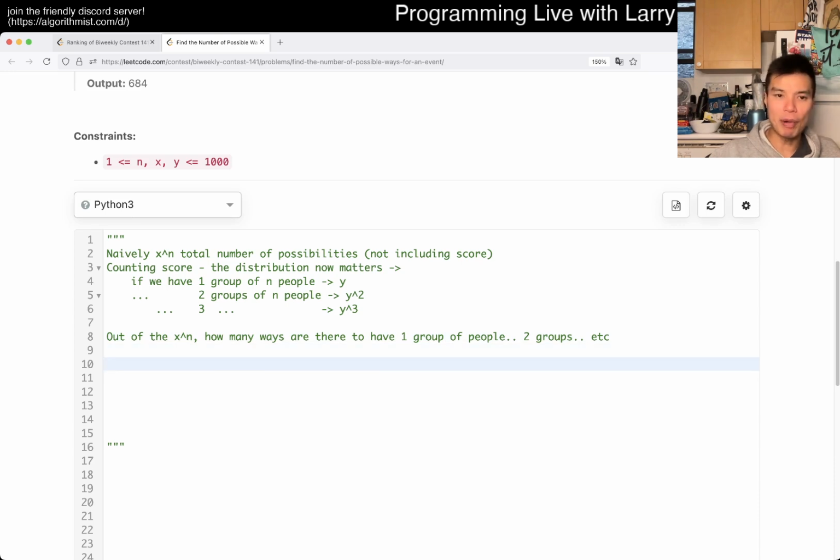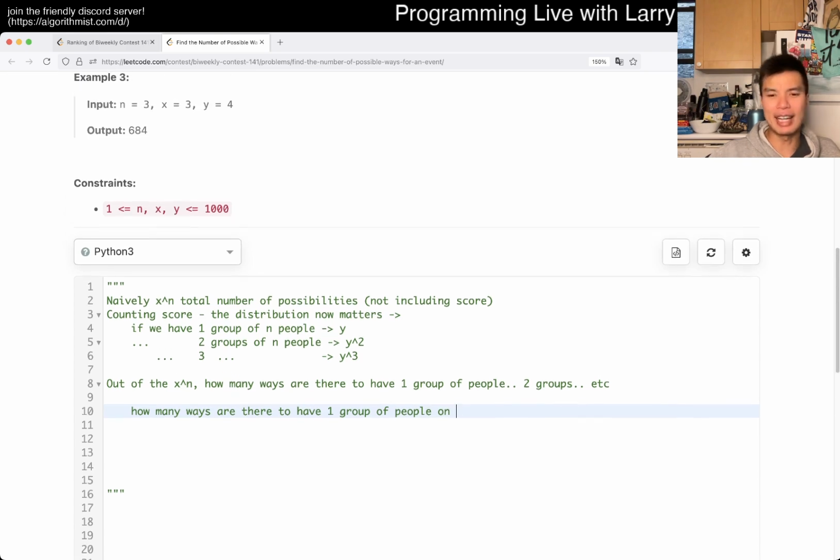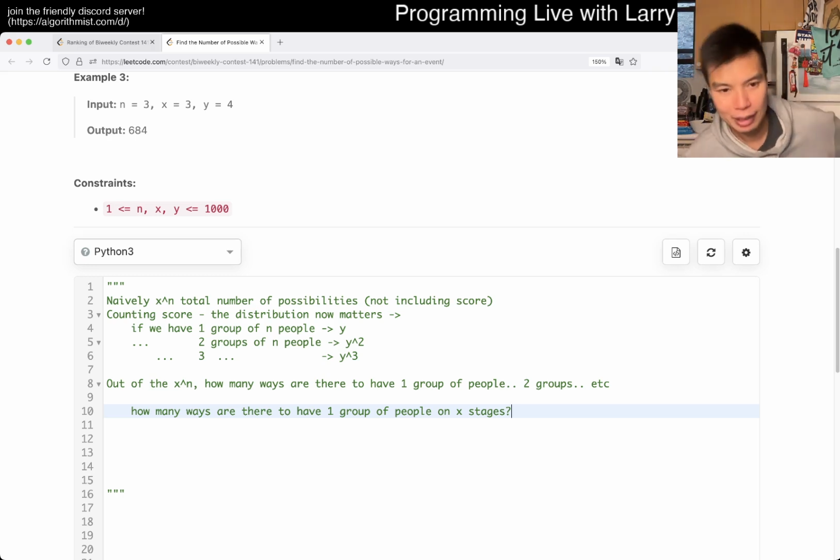Even this has multiple parts, because you have to ask how many ways there are to have one group of people on X stages, right? This part's a little bit, I thought it was going to be easier. I mean, it is easier, but yeah.